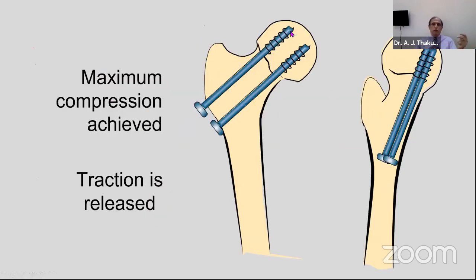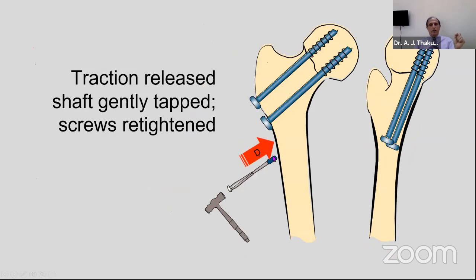So these two will produce maximum compression. This has got good support. This doesn't have, but it is helping you in getting the compression here. After this, the traction is released and the whole thing is impacted. So the thing settles and then it is tightened up again. So now this is the anterior portion. You have two screws lying anteriorly, one below, one here, in the lateral section.